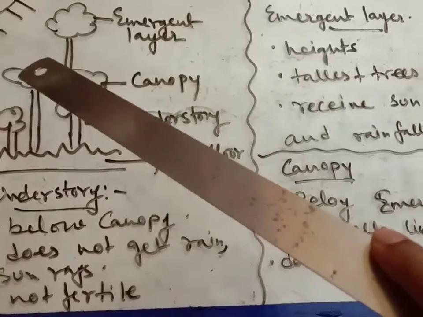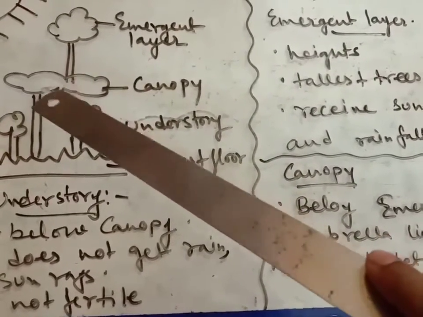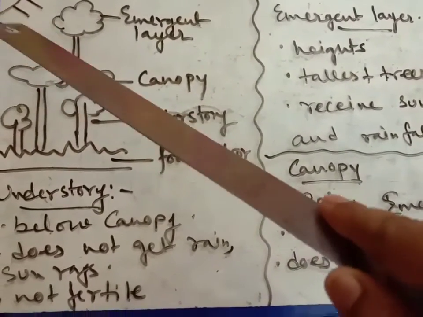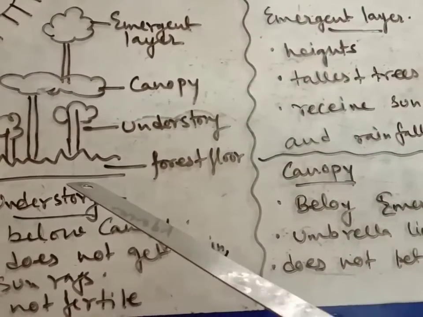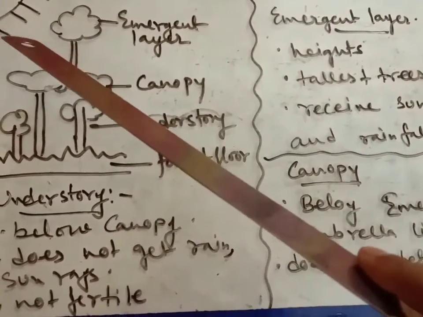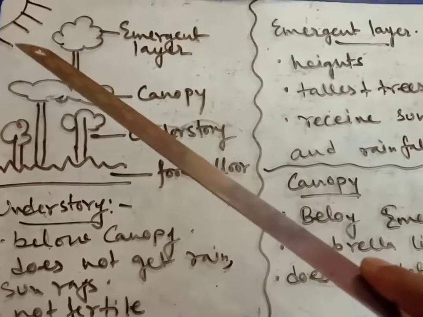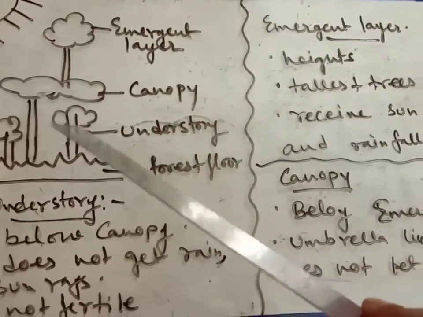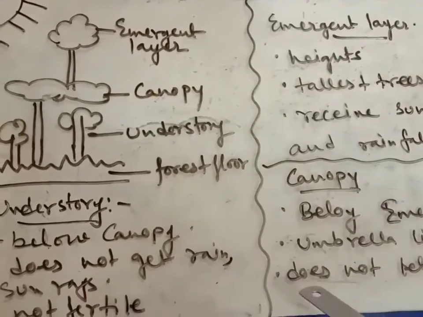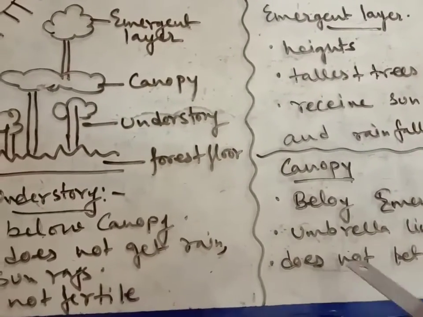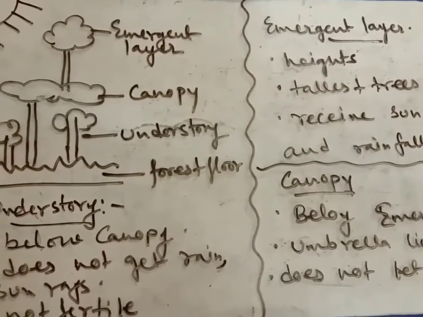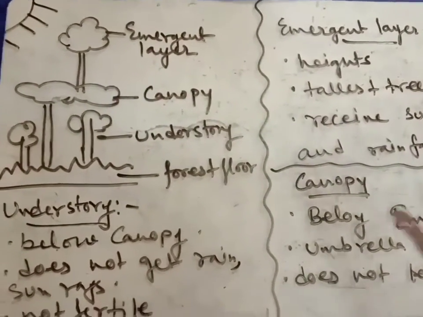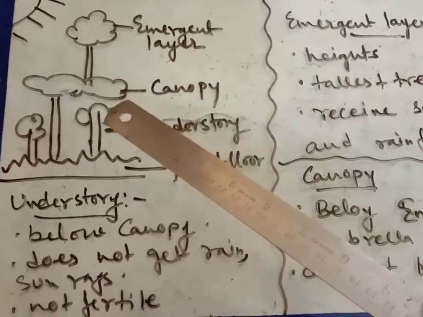With that hugeness, the sun rays cannot enter into the next layer, and the raindrops also cannot enter here. So you can see here I have written: does not let in. It does not let in the sun rays and the rainfall. This is called canopy, the second one.